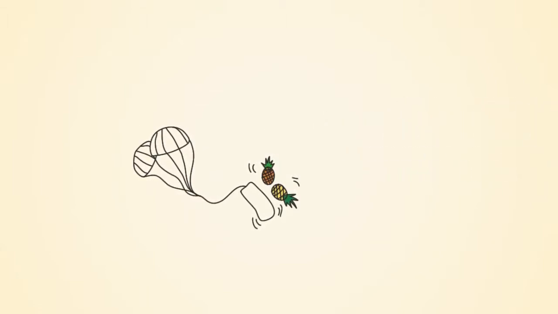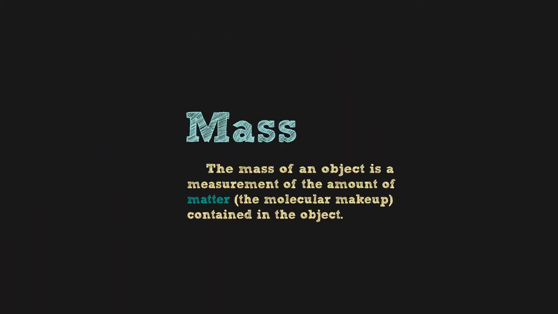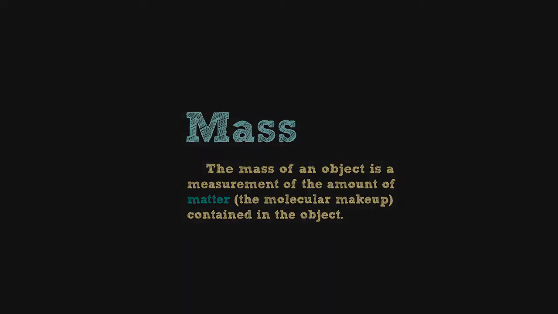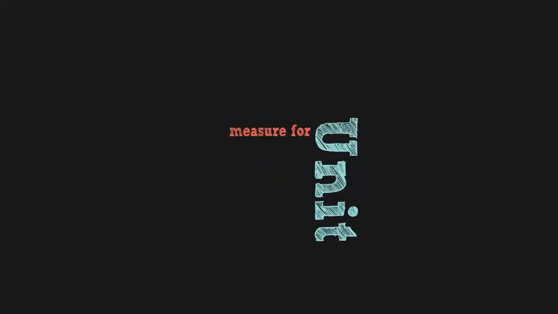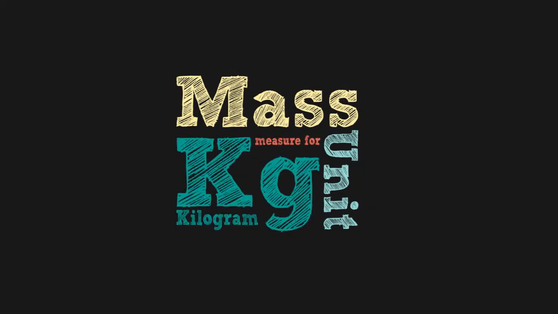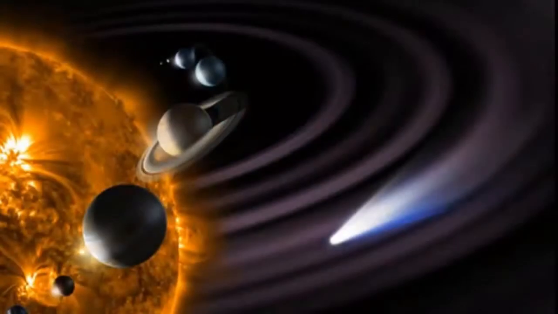It's important to recognize that weight and mass are not the same thing. The mass of an object is a measurement of the amount of matter, molecular makeup, contained in the object. The unit of measure for mass is the kilogram. Weight, however, is a measurement of force that is affected by gravity. Because the different planets have different masses and radii, their surface gravities vary.